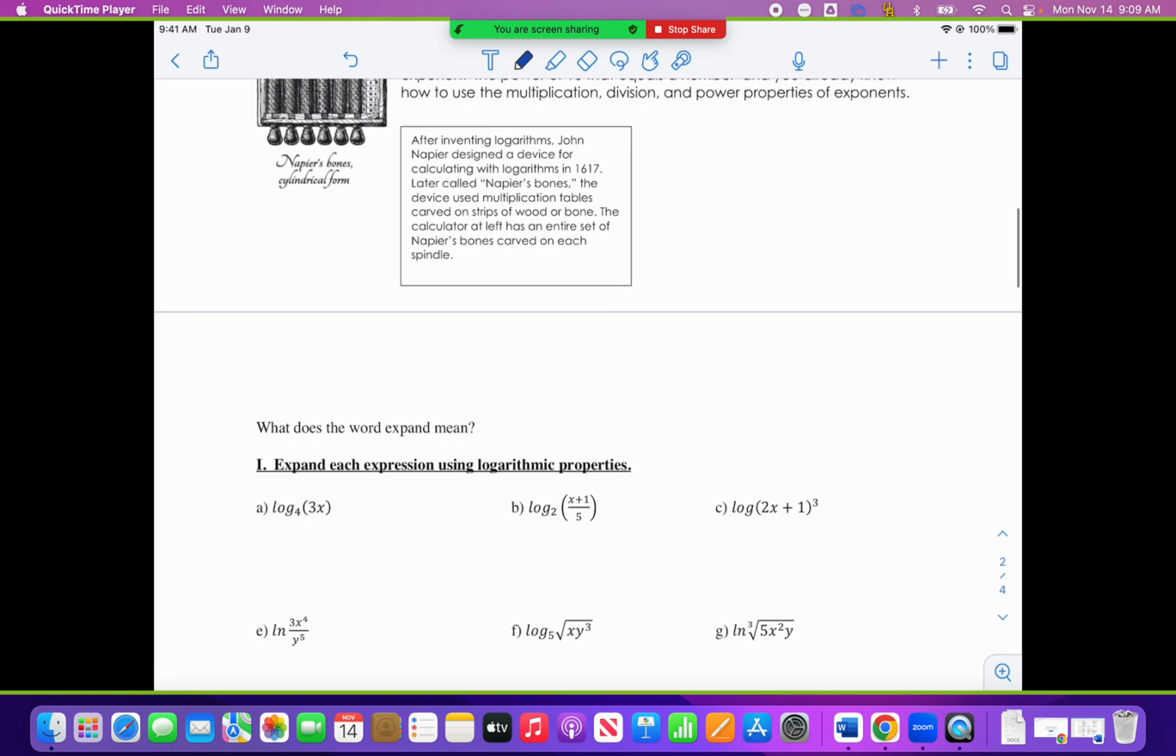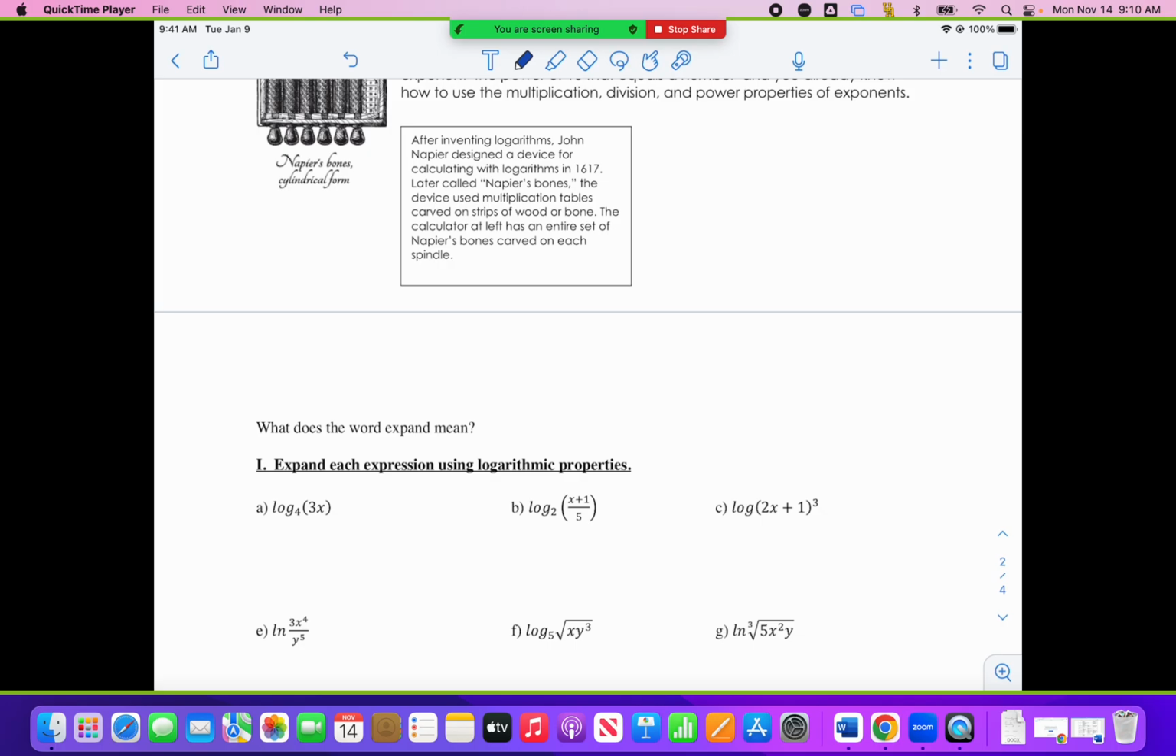What does the word expand mean? When you think, did you ever do those little sponges and you put them in water? What happened when you did those with the sponges? They got bigger. Okay.